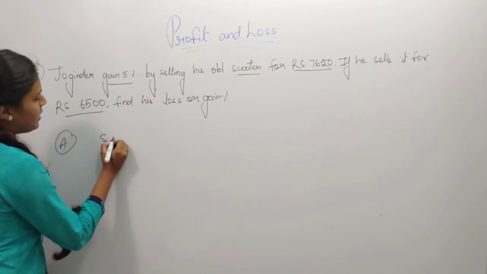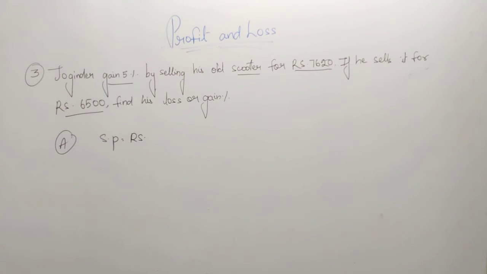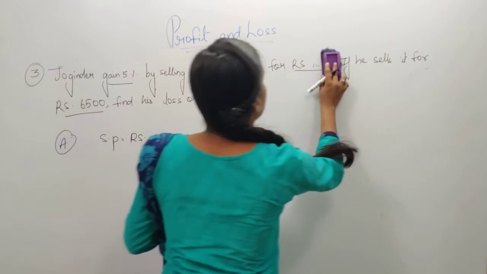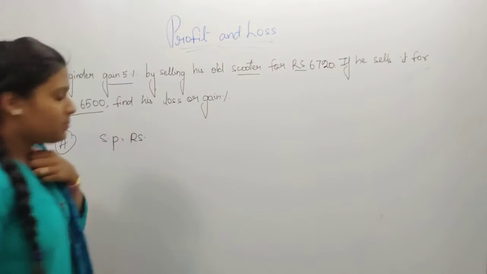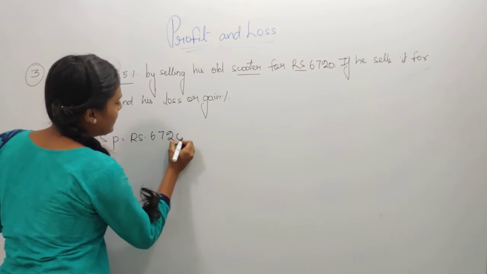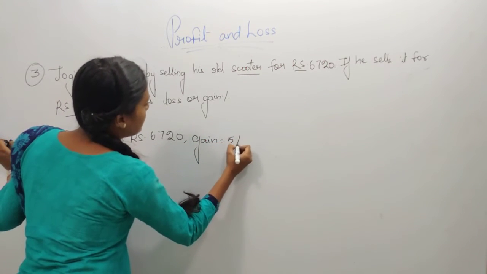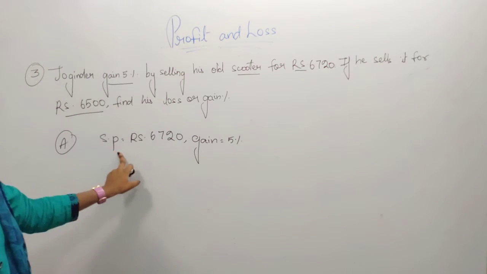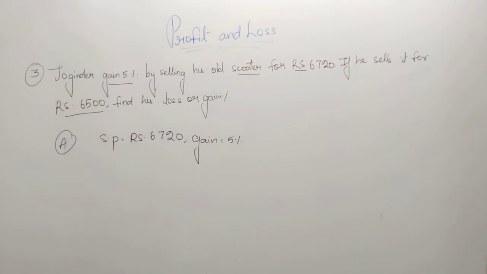SP, how much is given? SP is equal to rupees, how much? Sorry, just a small mistake. 6,720 rupees. Okay. SP, how much is given in the question? 6,720 rupees. And gain percent, how much is given? 5%. We have to get the idea that whenever selling price and gain percent are given in the question, then we have to find CP, cost price.